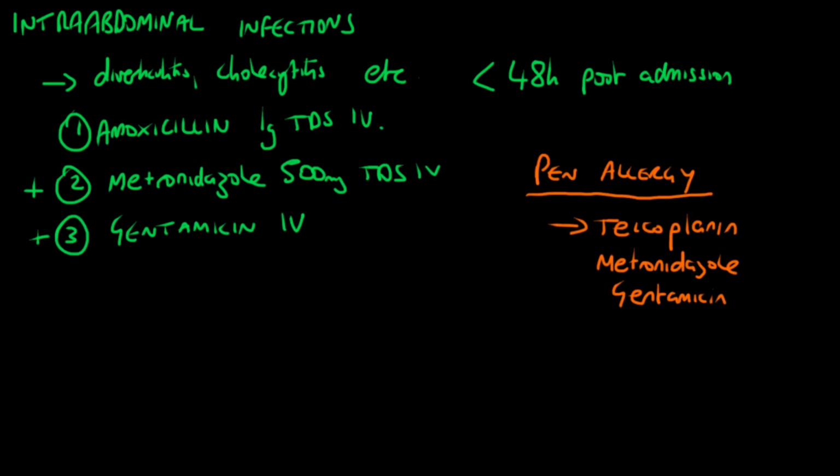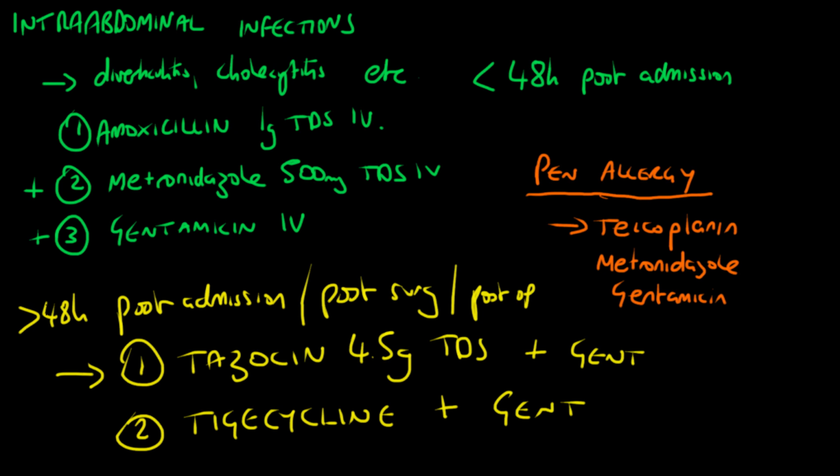With intra-abdominal infections such as diverticulitis, cholecystitis, etc., less than 48 hours post-admission, which means they're just admitted to hospital and it's not a risk that it's a healthcare associated infection, you would start these people on amoxicillin where they are not penicillin allergic. If they were penicillin allergic, you would substitute amoxicillin with teicoplanin. You would add in as well, so you would put them on triple therapy. You would put them on amoxicillin 1 gram TDS, you put them on metronidazole 500 milligrams TDS, that's for anaerobic cover, gentamicin IV as per the protocol, and that is for your gram-negative cover. So amoxicillin's for gram-positive, metronidazole is your anaerobic cover, and gentamicin IV is your gram-negative.